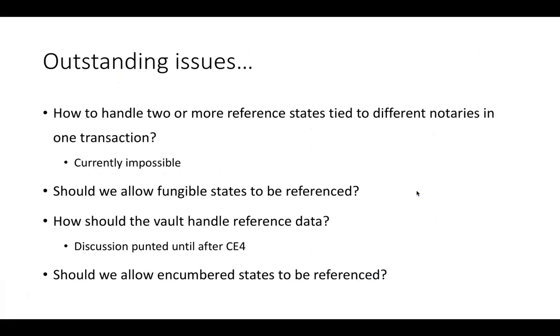The other thing is if we essentially disallow notary change transactions and require each issuer to have their own notary. I think we might end up having to go down that route anyway for other reasons, but that's one other possible solution. The other question is, should we allow fungible states to be referenced? Some people say yes, some people say no. I don't really care for the time being, but I think that's something we should think about a bit further in the future.